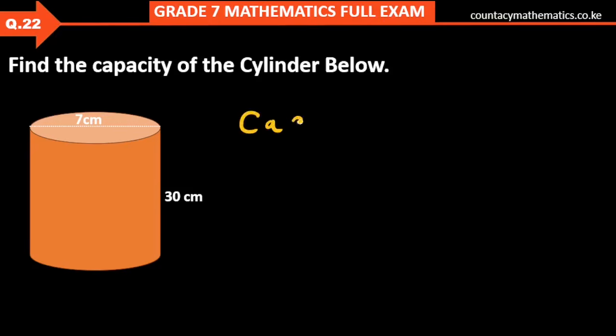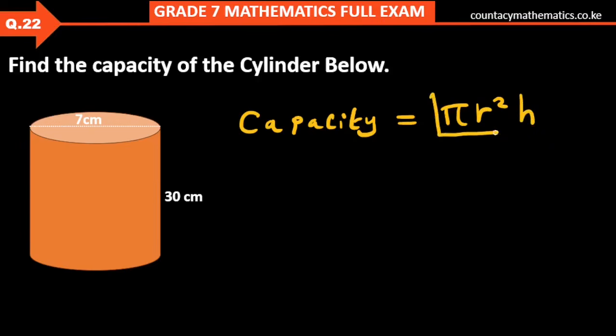Capacity, we find it. This is almost similar to finding the volume of the cylinder, and the volume of the cylinder we get by pi r squared multiplied by height. Therefore, it's very important to always remember this formula for finding the capacity or the volume of a cylinder. But let's go ahead and solve this.